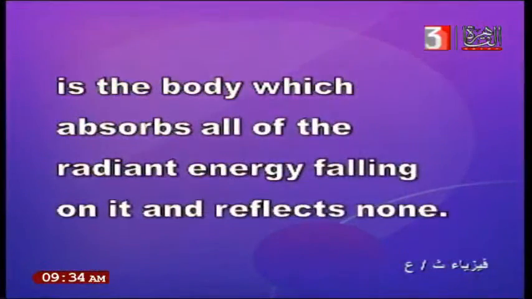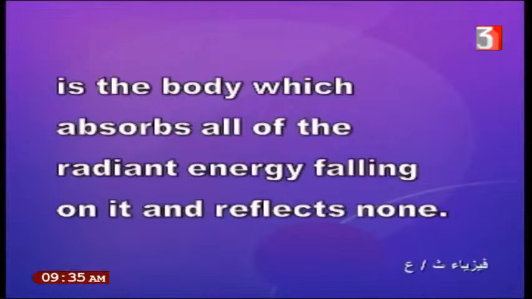What about a perfectly black body? A perfectly black body is the body which absorbs all of the radiant energy falling on it and reflects none. So the definition is, it is an excellent absorber and an excellent emitter.